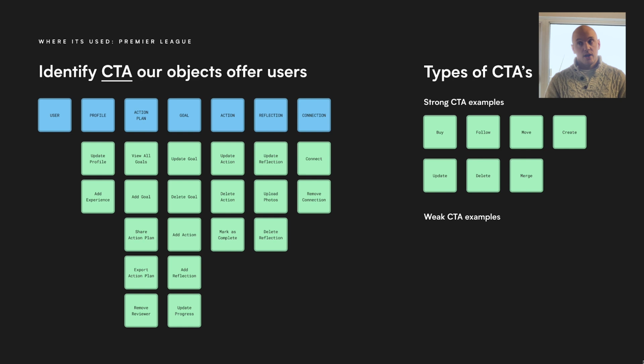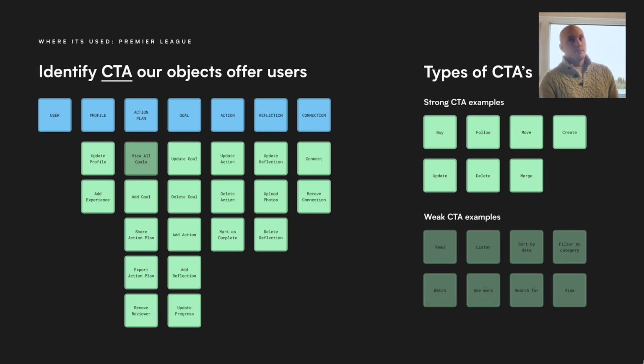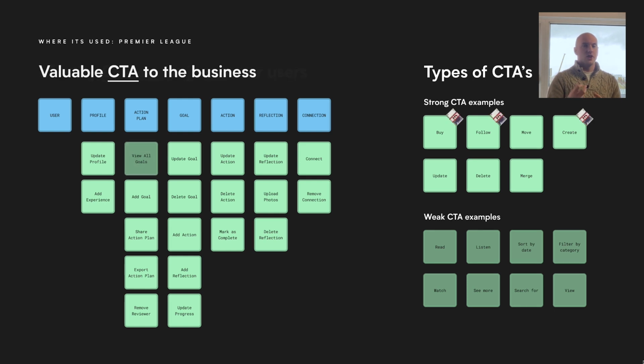We'll also have weak call to actions. They're still important, but those are the things that just help someone progress through the experience. So from there, we've just got one, which was view all goals. But here, we really want to pay attention to our strong call to actions. And this is where we can start to say, what call to actions really generate value from a business point of view, from revenue to engagement, and also for our users. We can then start to map what each of those call to actions drive in the way of value.